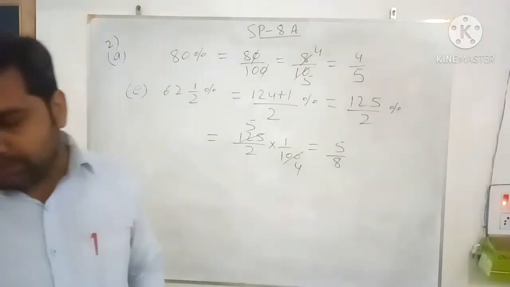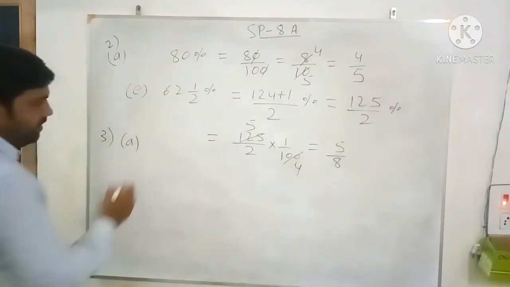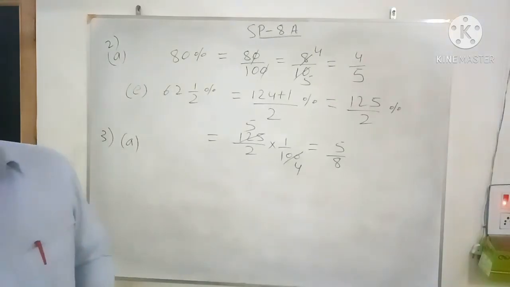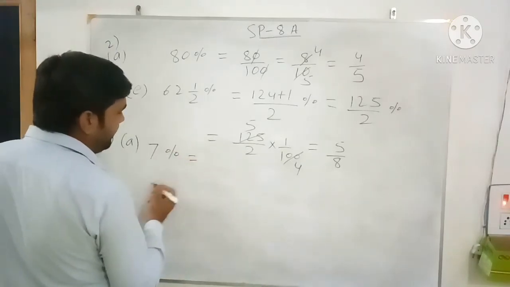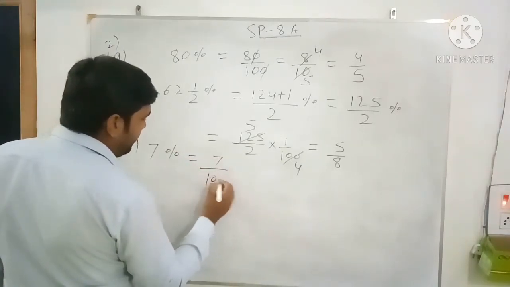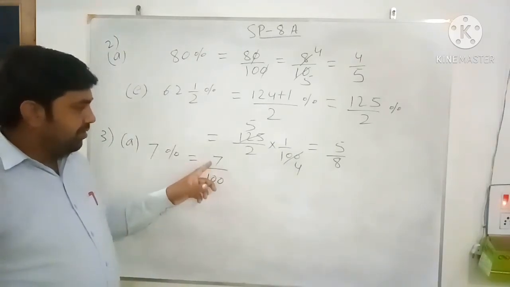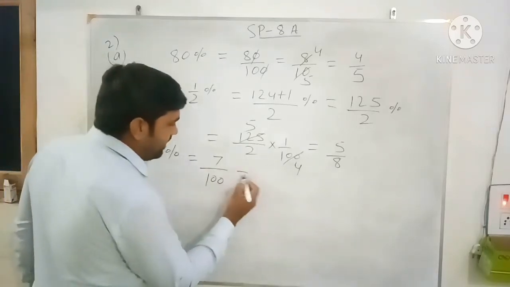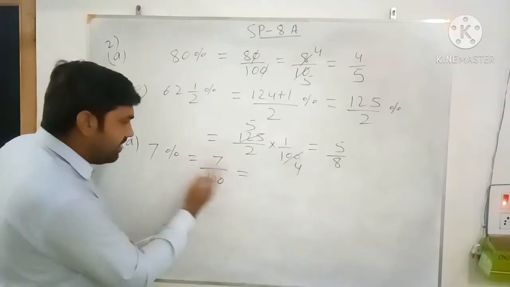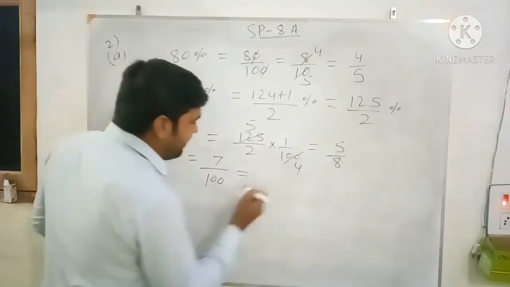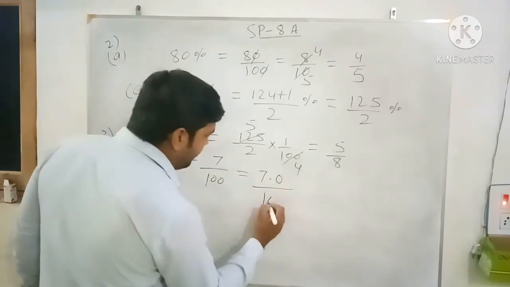Now we do the question number 3, express as a decimal. See the question number 3, first part A, 7% is there, so we have to convert this 7% as decimal. So what we can write? 7% as 7 by 100, and if you divide any number by 100 you have to put the decimal from the last 2 digits. So 7 can be written as 7.0 in the decimal form.